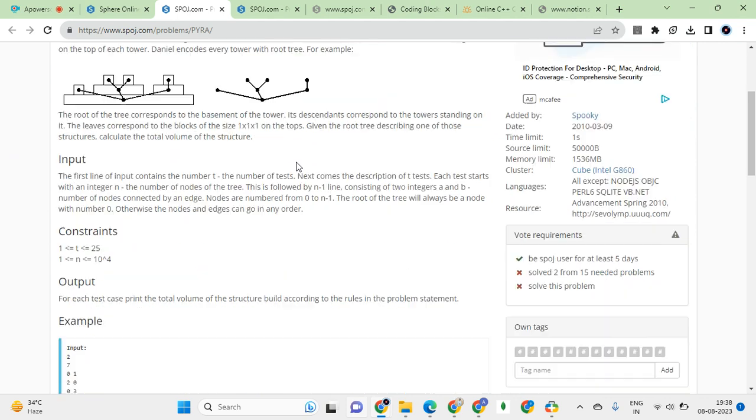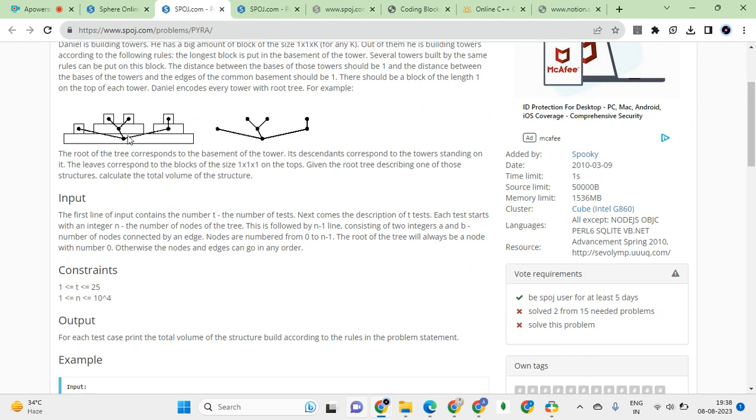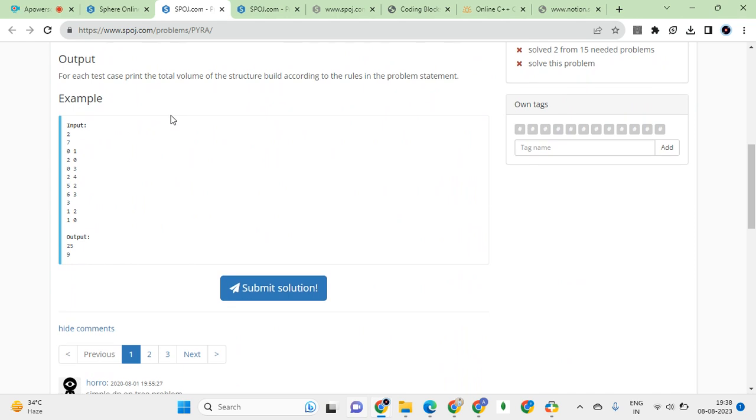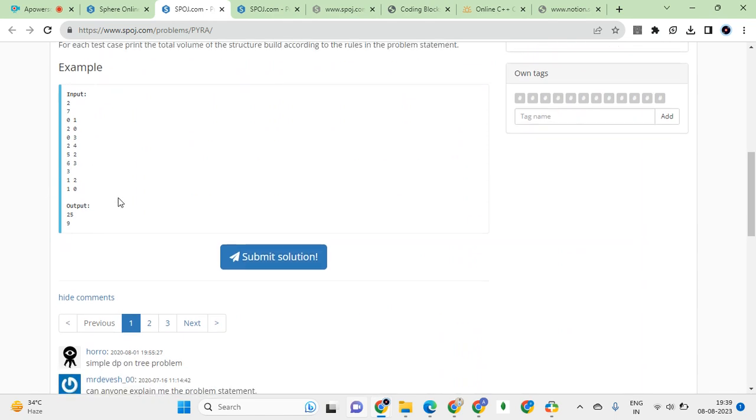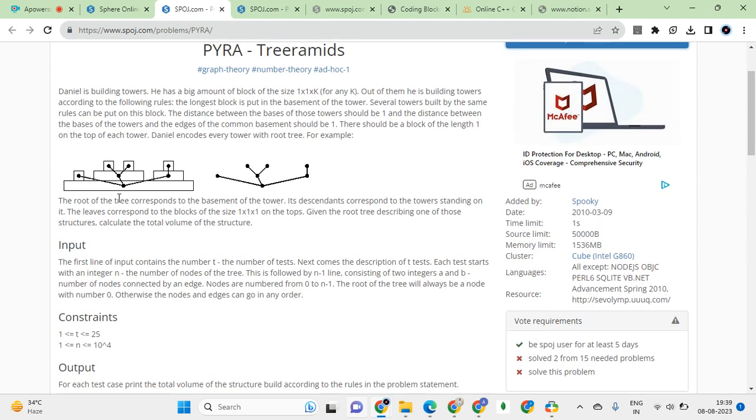Here, the total volume of the structure really. I don't think it should be only 3 levels. It should be more levels. 0 to 1, 1 to 2, 0 to 1, 0 to 2, 0 to 3. Okay, 1 to 3 is level 1. 2 to 4, 2 to 5, 6 to 3, level 2. Only 3 levels are there?